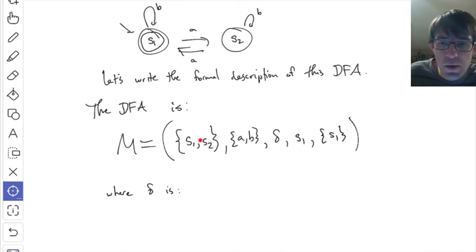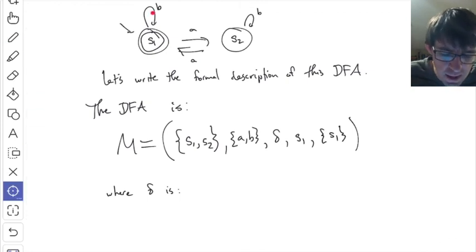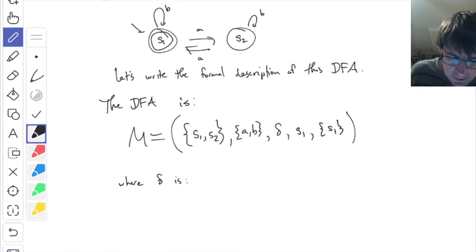The only thing which I haven't specified is exactly what this function is. Now, delta is a function, but it's not like a function that you would use in calculus where you can write an equation, like 3x plus 2 or something. It's just a function which takes one of these states and a letter and turns it into another state. So the only way to indicate this function is to actually write down every value of the function. And this is sometimes kind of tedious.